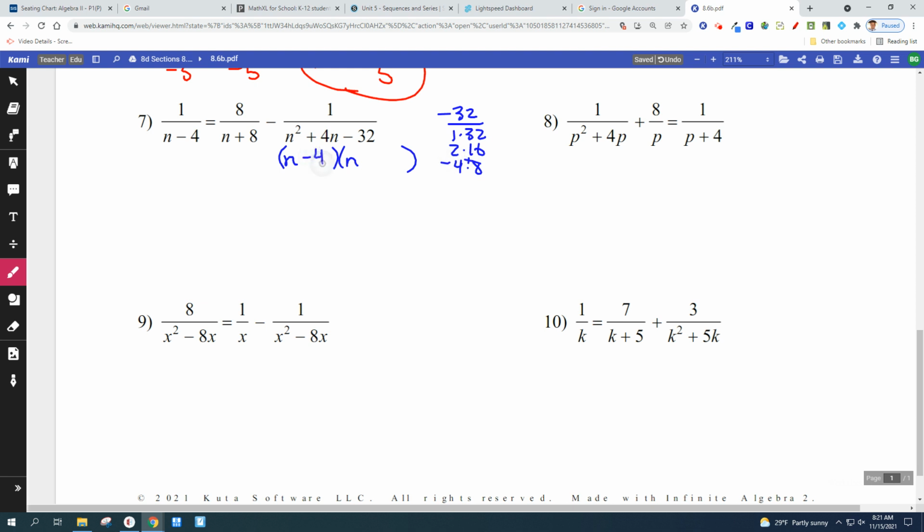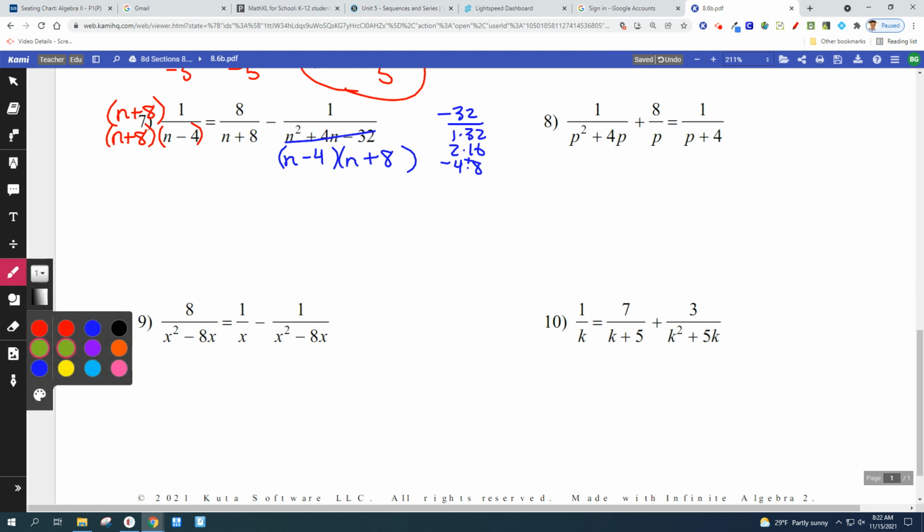And that's good because if you look at the other fractions, you've already got an n minus 4 and an n plus 8. So it's consistent here. Okay. The one on the left has an n minus 4. Let's give it an n plus 8. The one in the middle has n plus 8. Let's give it n minus 4. Like that.